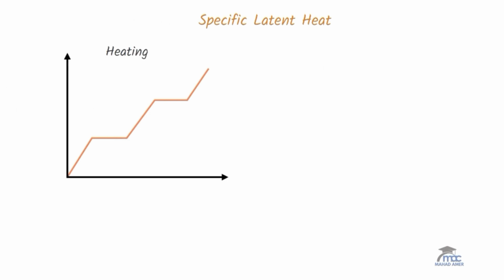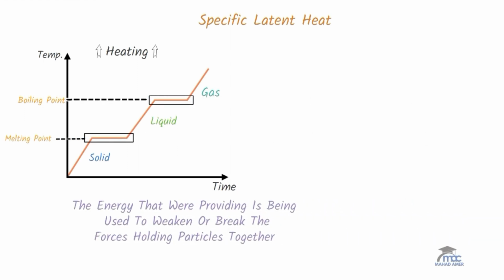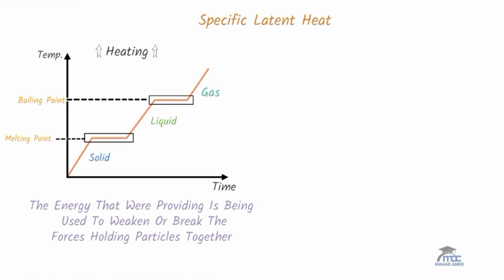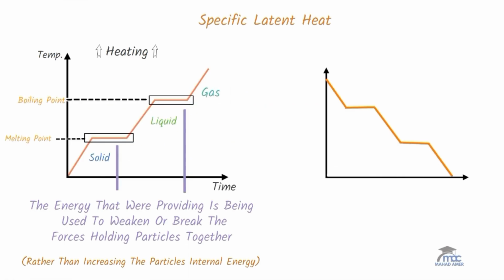If you take a look at this graph, which shows how the temperature of a substance changes with time as we heat it, you can see that it is not a straight line that you might expect. This is because when the substance changes states at the melting point or the boiling point, the energy that we are providing is being used to weaken or break the forces holding the particles together rather than increasing the particles' internal energy. And remember that the temperature is just a measure of the average internal energy of the particles. So in this case, the overall temperature won't change in these regions until all of the substance has changed states.